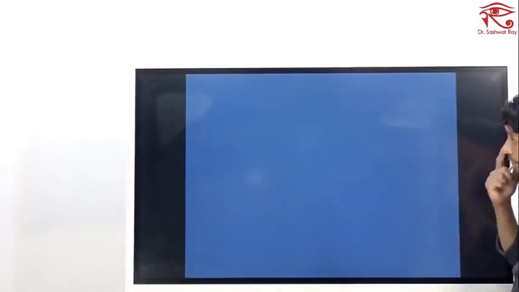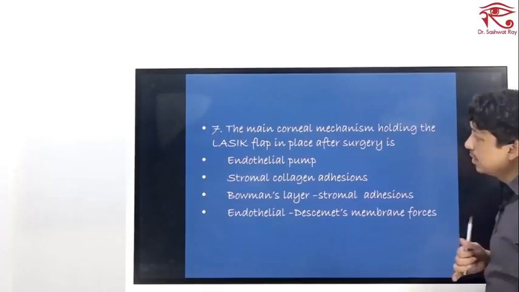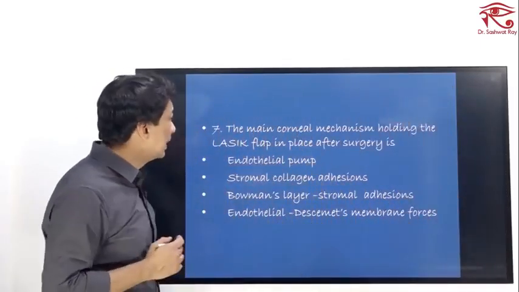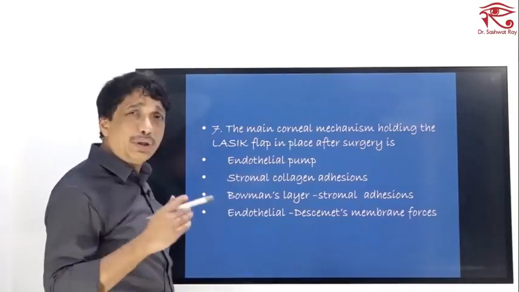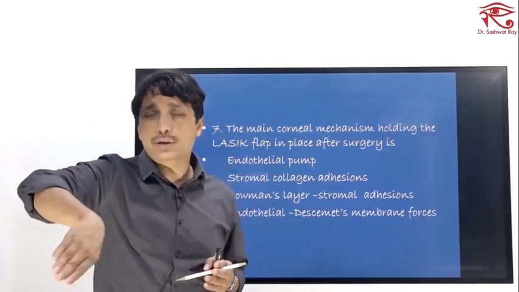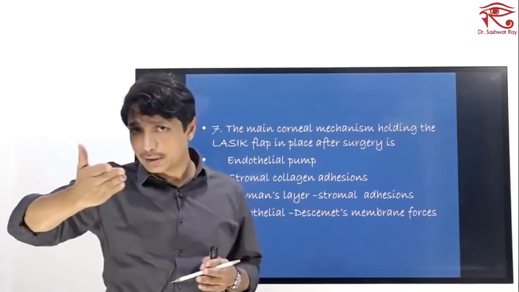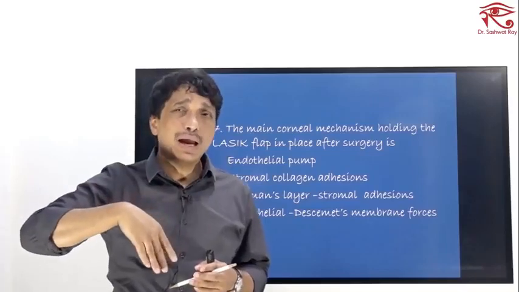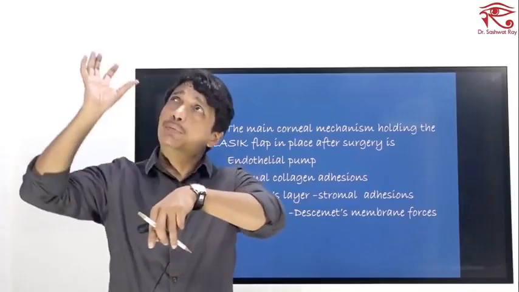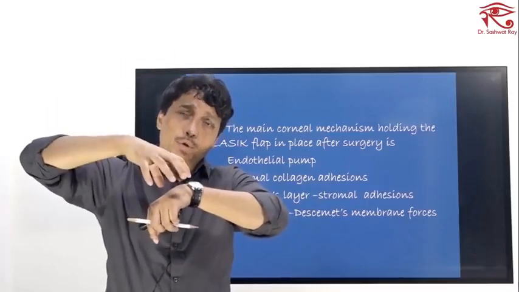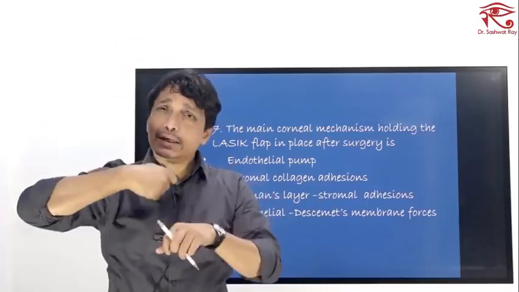Question number 7 is an interesting question. The main corneal mechanism holding the LASIK flap in place after surgery. You know that in LASIK surgery, there are 3 steps. There's a keratome which cuts the flap, under Bowman's membrane into the stroma, and then you reflect it. The second procedure is the ablation of the corneal stroma by the excimer, and third, you roll the flap back.